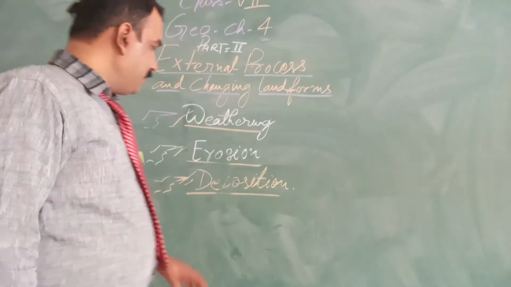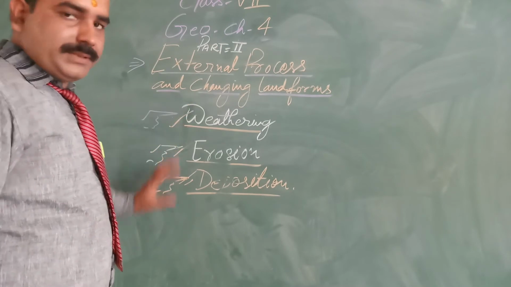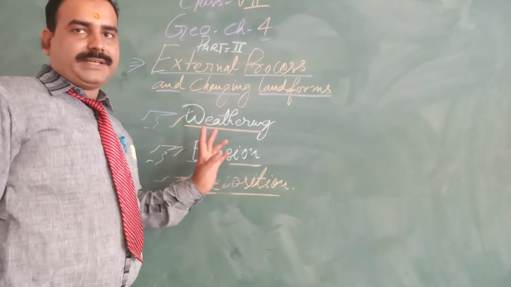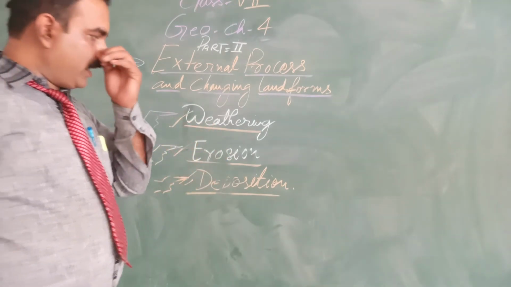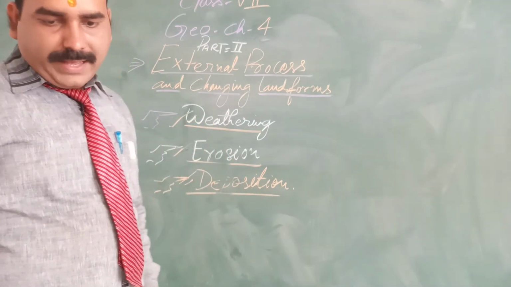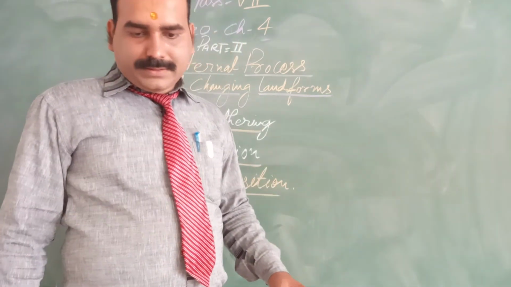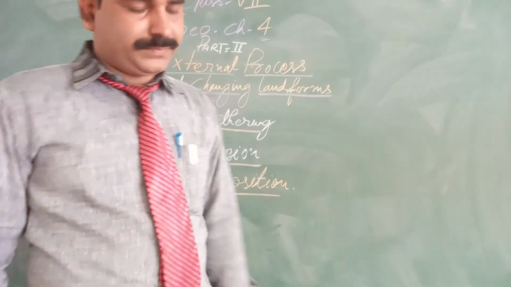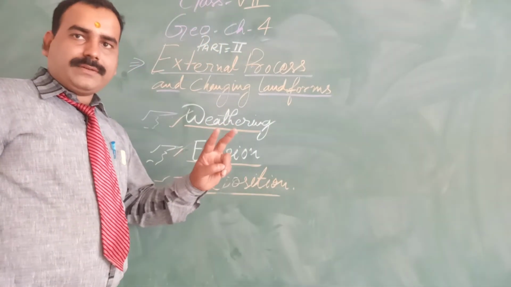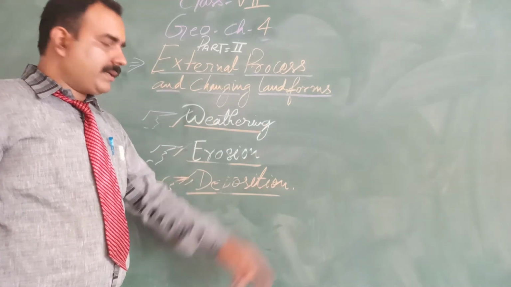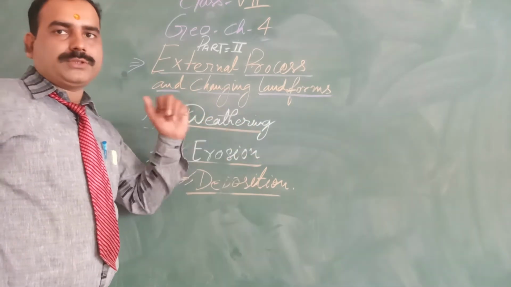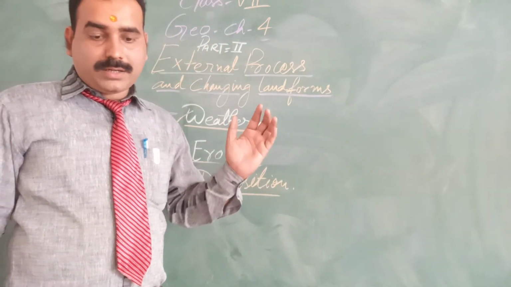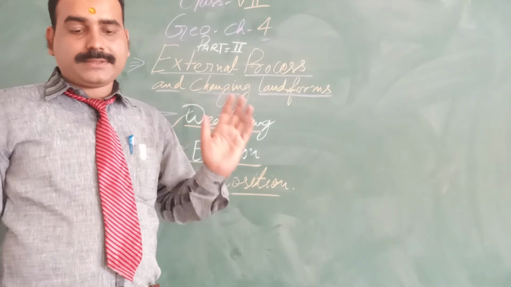Now let's recap the points and topics we have discussed. What is weathering? How many kinds of weathering are there? Weathering is the breaking up and decay of rocks due to atmospheric conditions in situ. There are three kinds of weathering: physical or mechanical weathering, chemical weathering, and biological weathering. Physical and mechanical weathering occurs due to temperature change and action of frost.